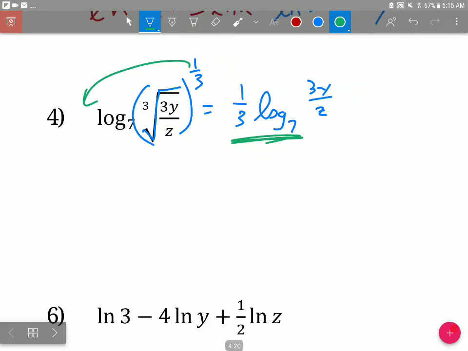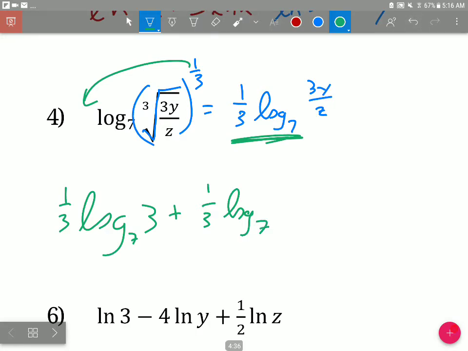So that's 1/3 log base 7 of 3 plus 1/3 log base 7 of y plus 1/3 log base 7 of z.